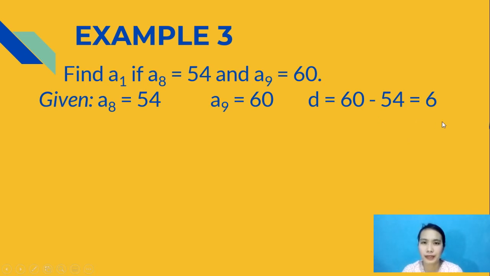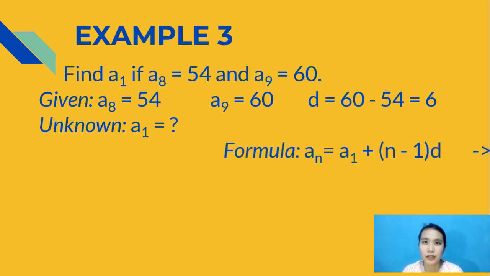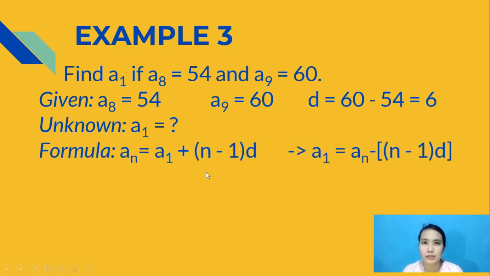What do we need to find? So we need to find a sub 1, or the first term. Now to find the first term, we need to use the general rule of an arithmetic sequence. That is, a sub n equals a sub 1 plus the quantity of n minus 1 times d. Or, it can be a sub 1 is equal to a sub n minus the quantity of n minus 1 times d. So now, let us solve.